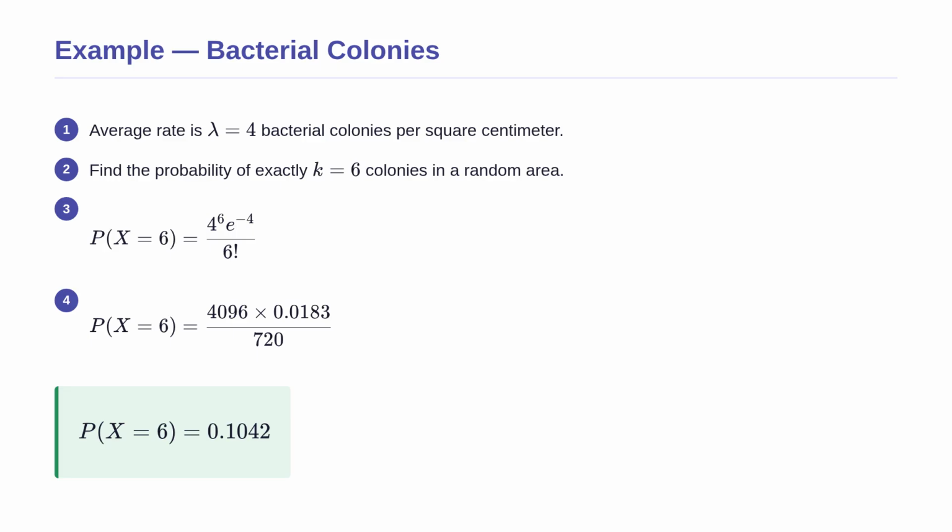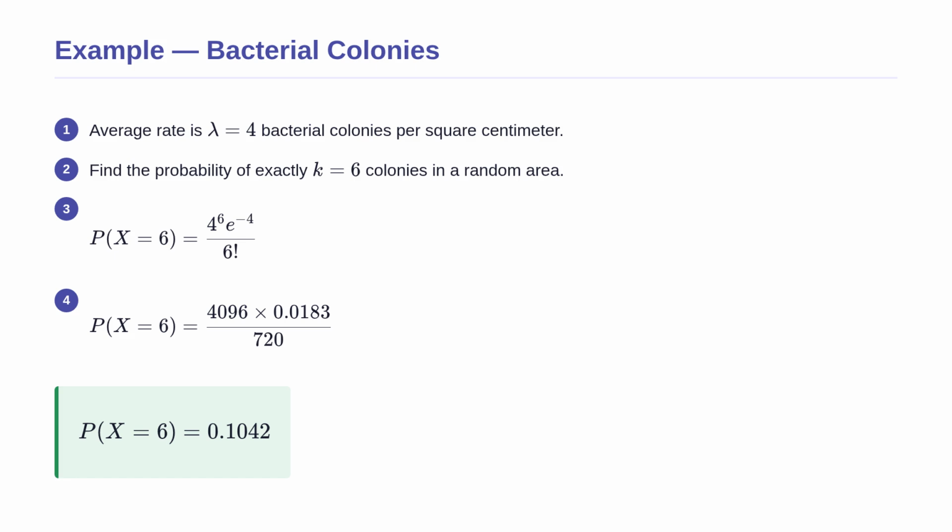Now that we have our formula, let us apply it to a real laboratory scenario. A microbiologist knows that, on average, 4 bacterial colonies grow per square centimeter on a petri dish. They want to find the probability that exactly 6 colonies will grow in a randomly selected area. We use the Poisson distribution because we are counting independent events over a fixed area with a known average rate. We set lambda to 4 and k to 6.